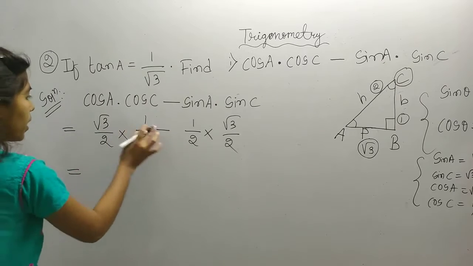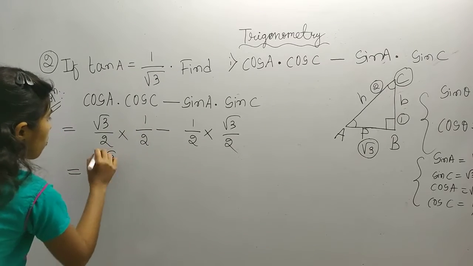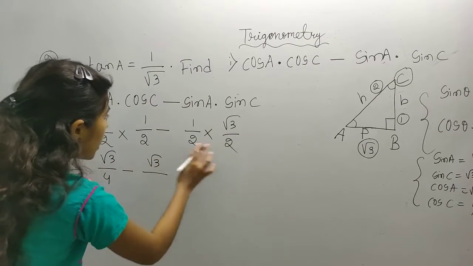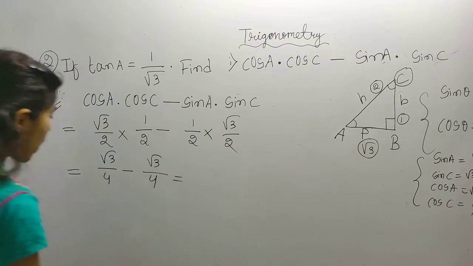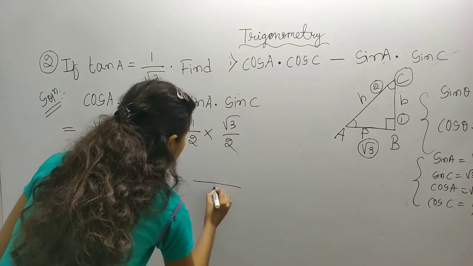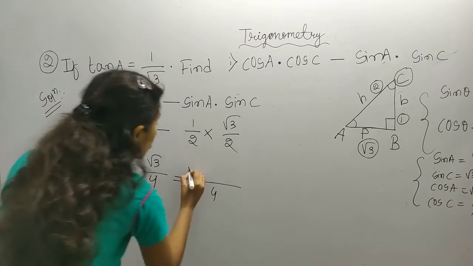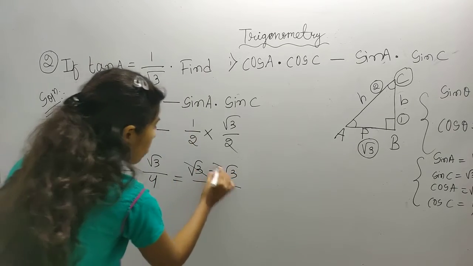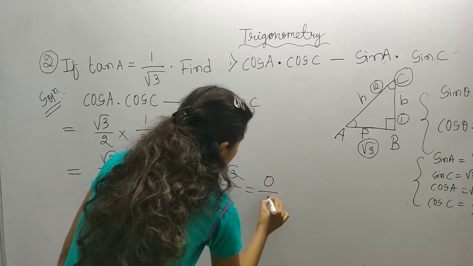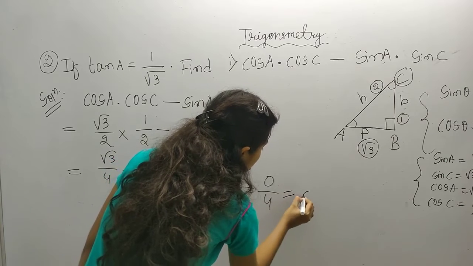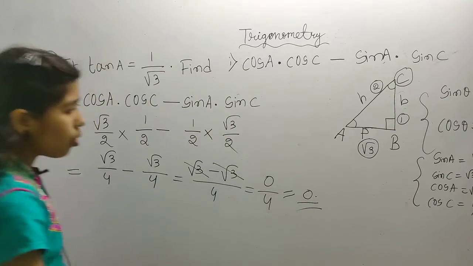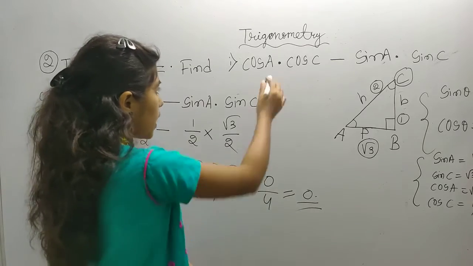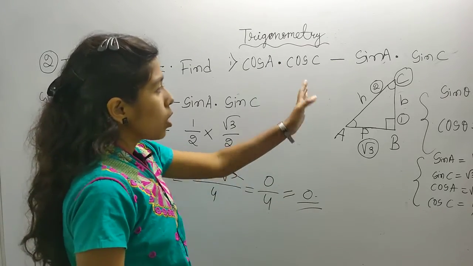So what will happen? Root 3 into 1, root 3 by 2 into 2, 4, minus root 3 into 1, root 3 by 2 into 2, 4. Okay, so the LCM will be 4. Root 3 minus root 3. So plus and minus root 3 will cancel. 0 by 4 equals 0. So it came 0.